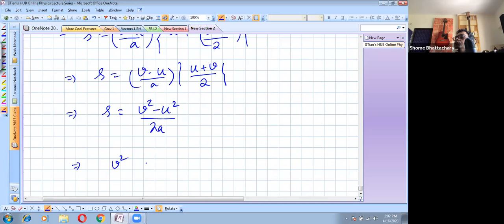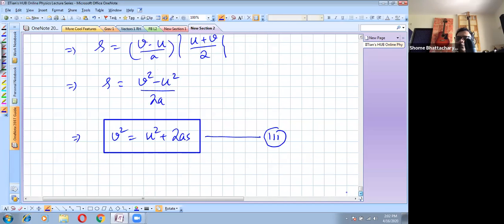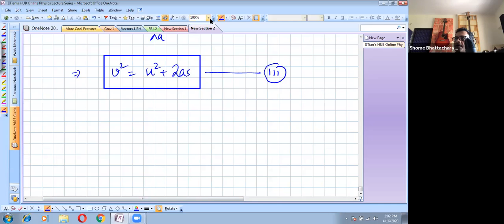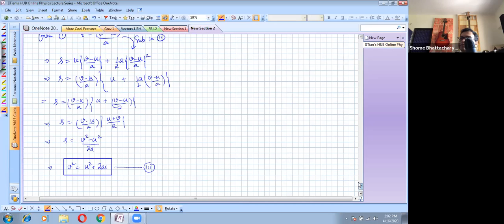So v square is equal to u square plus 2as. So this becomes our so-called third equation of motion. Now why I am saying so-called is because there is no new information here. We've just algebraically eliminated time. It's actually the same information that equation 1 and 2 are giving us. It's just given in a different form. So this becomes my third equation of motion, which can be used. So these are the steps of this.